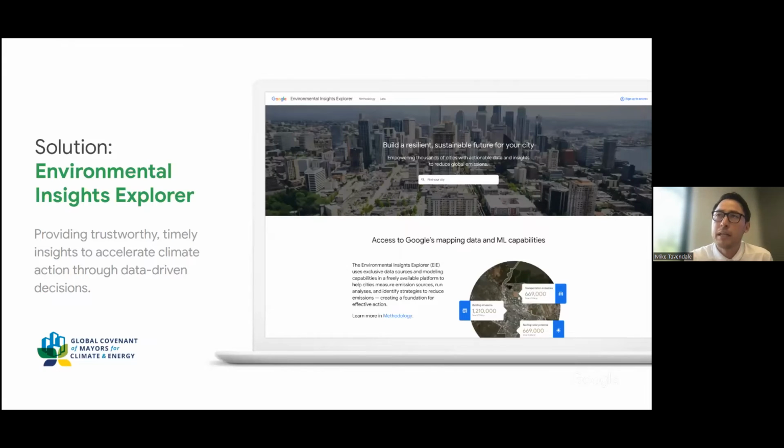And that is really a lot of the premise for why we created EIE, Environmental Insights Explorer, in partnership with GCoM. Our goal is to provide trustworthy, timely insights to accelerate climate action through data-driven decisions and solutions.